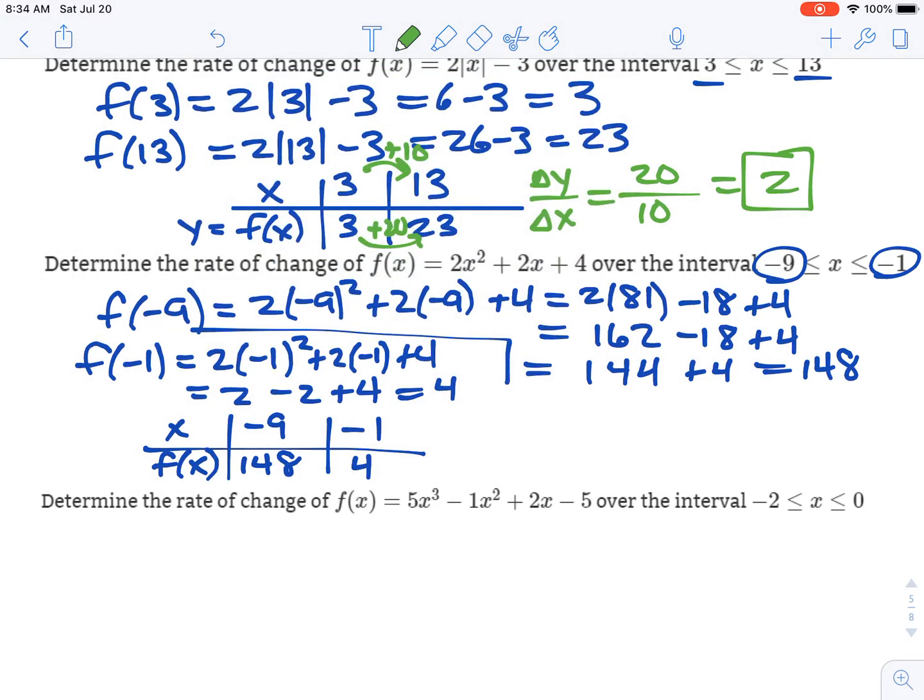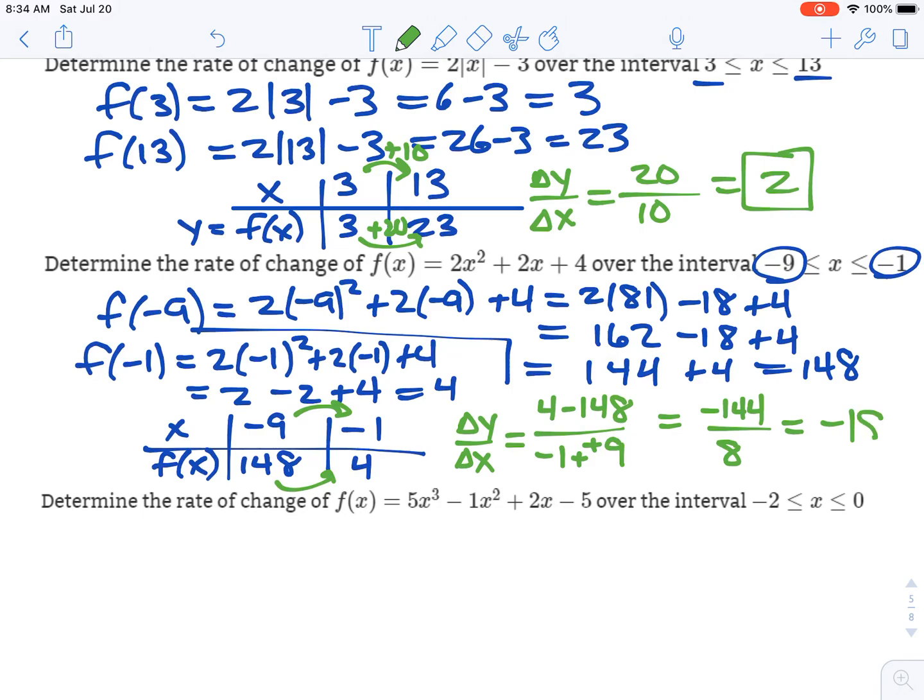We again got to find the y change divided by the x change in order to find slope or rate of change. For 148 down to 4, it's actually decreasing by 144, because you can find it by doing this, 4 minus 148, and that would be negative 144. And then for up above here, negative 1 minus negative 9 becomes plus 9, which is positive 8 there in the bottom. Then we divide those two, and we get negative 18 as the rate of change.